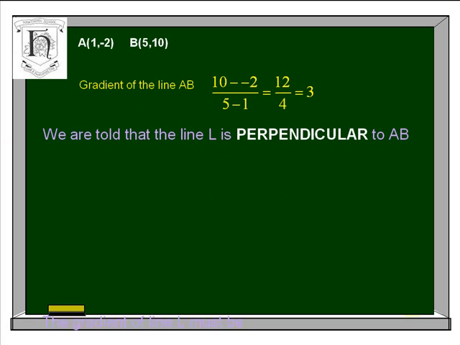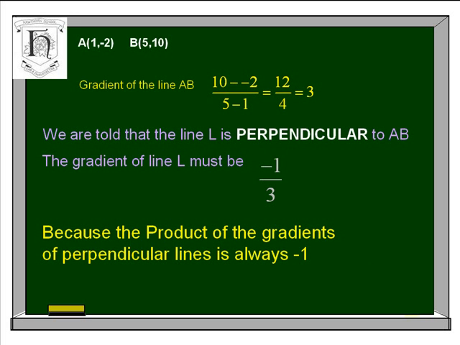So we call upon our knowledge of perpendicular lines. The gradient of the line L must be -1/3. Of course, that is because the product of the gradients of perpendicular lines is always -1. Most questions will either involve perpendicular lines or parallel lines, so look out for this feature in many questions.